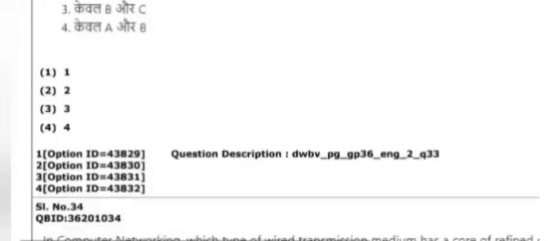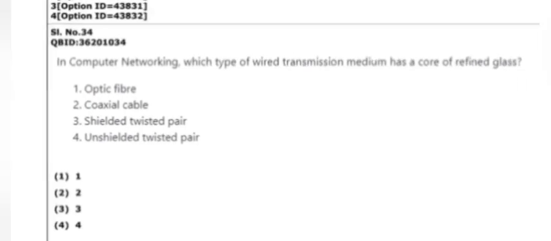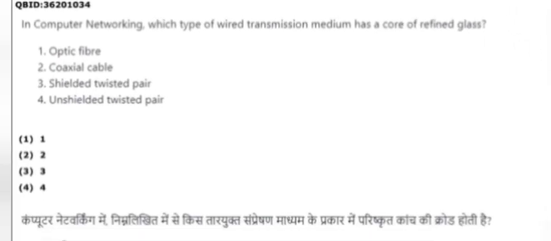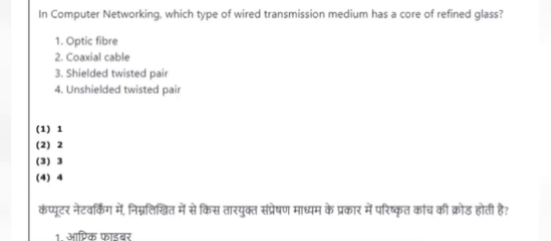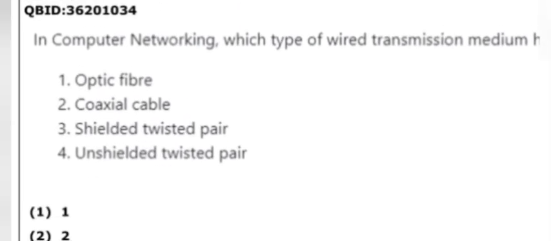Next is 34. It says, in computer networking, which type of wired transmission medium has a core of refined glass? Optic fiber, coaxial cable, shielded twisted pair, unshielded twisted pair. 34, optic fiber will be correct.